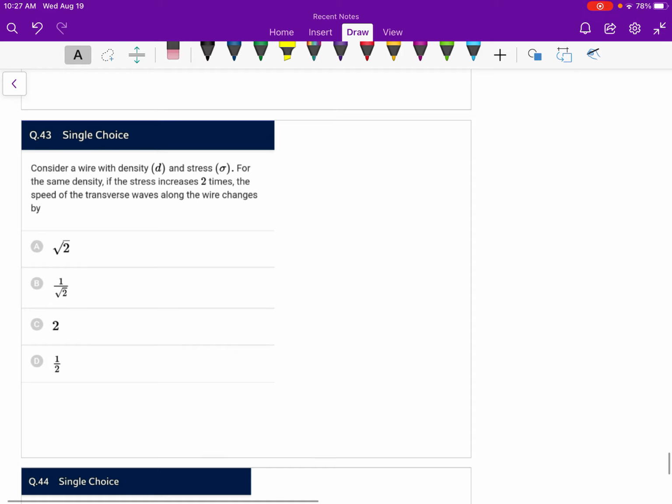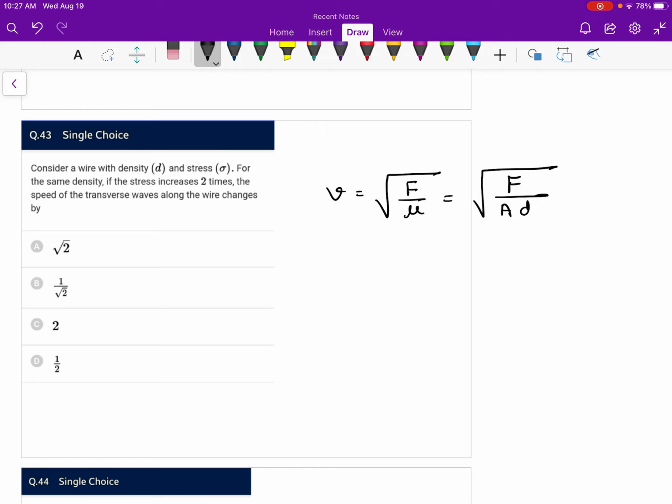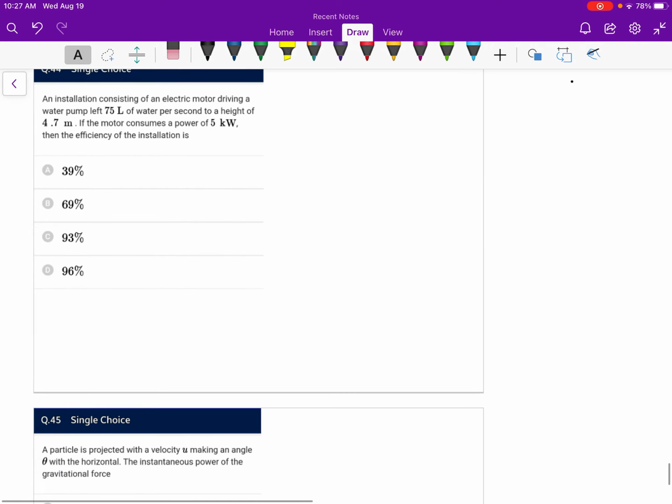So the frequency of the oscillating current should also be 50 hertz. Consider a wire with density D, say stress sigma. If the stress increases 2 times, what happens to the speed of the transverse wave? So V is root of F by mu, which is F upon area into density D. F upon area is stress, so root of sigma upon density. So now if the stress increases 2 times, V is proportional to root sigma, so the speed becomes root 2 times. So A is the correct option.